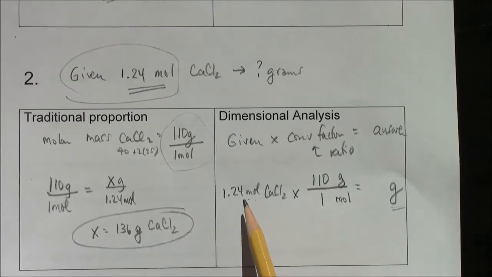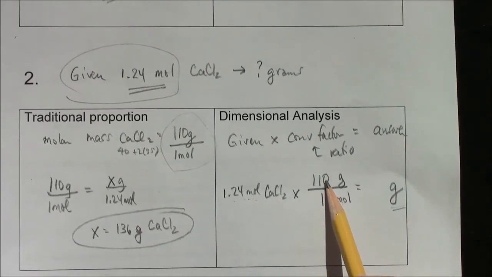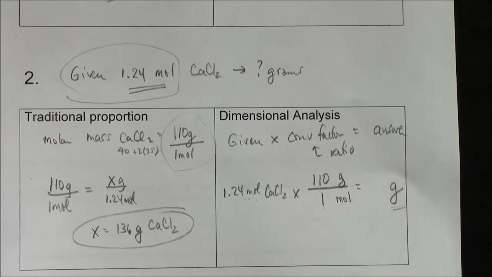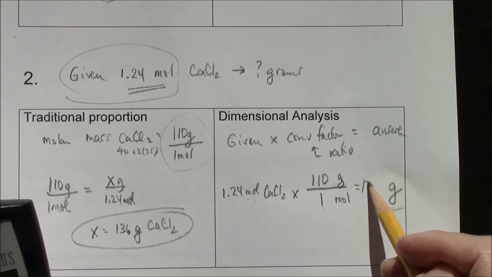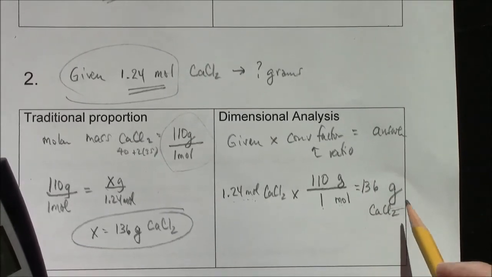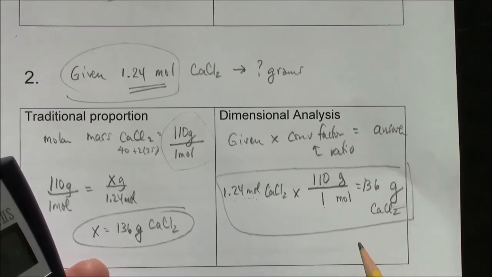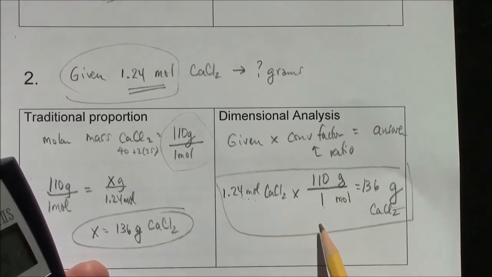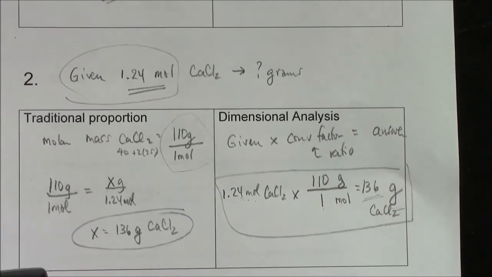And I do the calculation, 1.24 moles times 110. I can skip the dividing by 1. Same answer that I got before, 136 grams of calcium chloride. This is dimensional analysis. There was no X. There was simply a setup saying multiply by the right ratio, get the right answer.